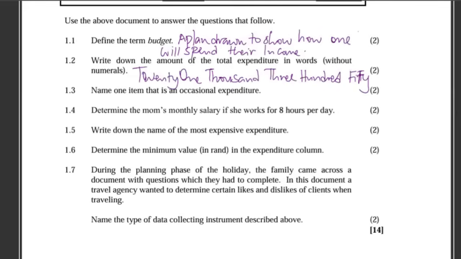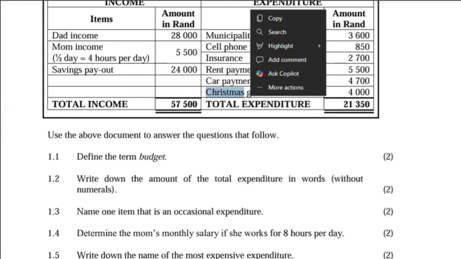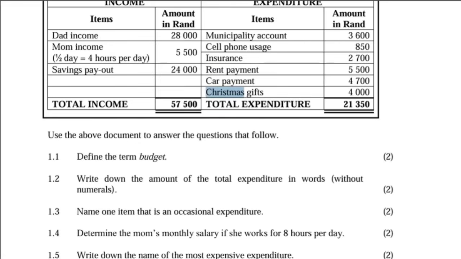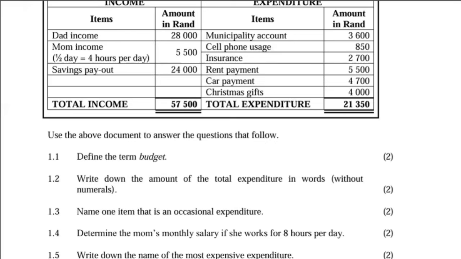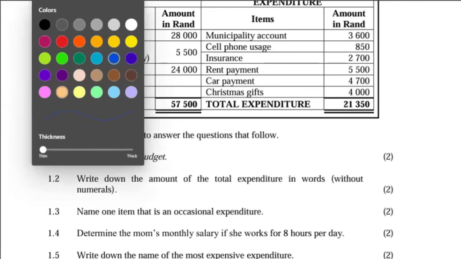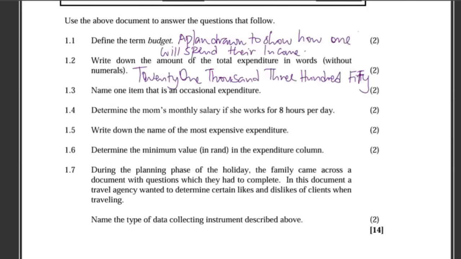Name one item that is an occasional expenditure. Here we go. Christmas gifts. So here we shall say Christmas gifts. It happens once in a while, eh? It's an occasional gift, occasional expenditure.